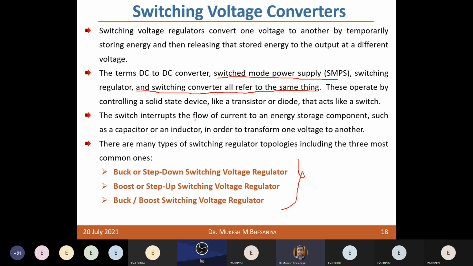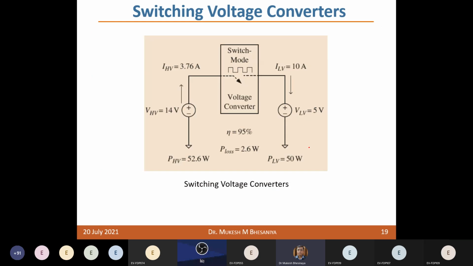Okay, and the switch interrupts the flow of current to an energy storage component, and we use capacitors and inductors to store the energy, and then that energy will be transferred to the load. So the basic configuration, in comparison with that of the linear regulator, uses some sort of pulse width modulation. So what we are ultimately doing is turning this switch on and off at a high speed. I will show you how to do that and how we are controlling the output voltage.